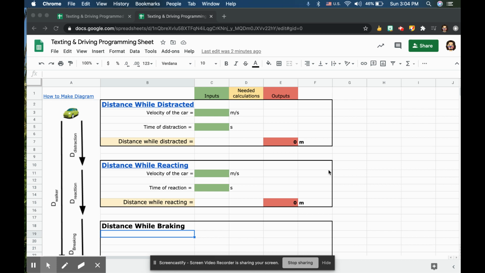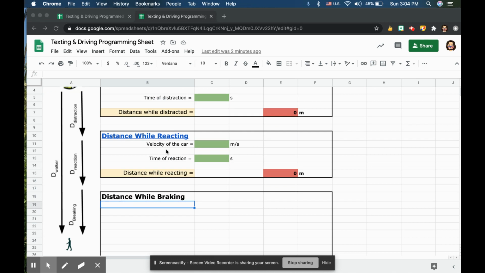All right, so if you are watching this video, this one focuses on distance while braking. If you have not already created your diagram, programmed your distance while distracted, and your distance while reacting, go back and do those steps first before continuing with this video. If you're ready to move on, then let's continue.